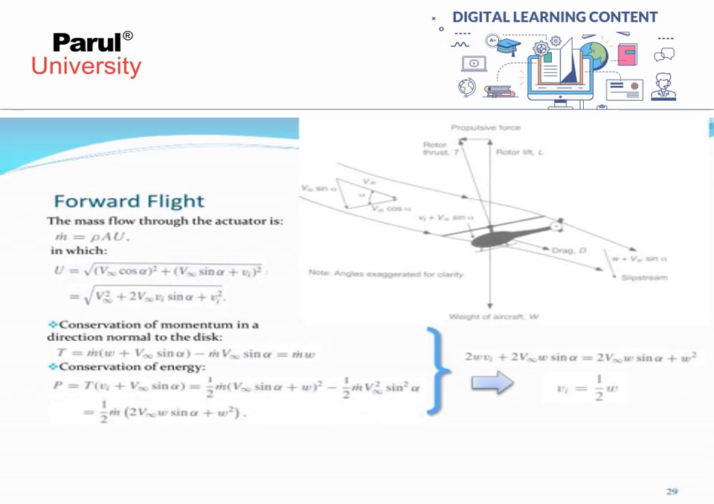The conservation of energy: P is equal to T into (Vi plus V infinity sin alpha), or we can say 1 upon 2 m dot into (V infinity sin alpha plus omega) whole square minus 1 upon 2 m dot V infinity square sin squared alpha. And finally we can say 1 upon 2 m dot into (2 V infinity omega sin alpha plus omega square). This is nothing but 2 omega Vi plus 2 V infinity omega sin alpha, equal to 2 V infinity omega sin alpha plus omega square, where Vi is equal to 1 upon 2 omega.